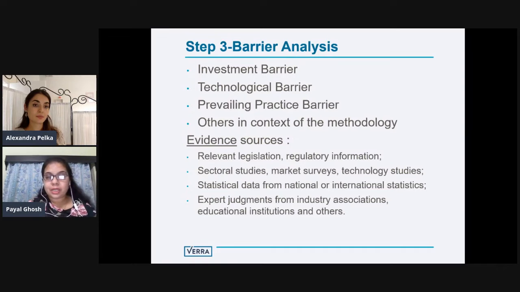While providing barrier analysis, it will always be good to provide transparent sources, which are mostly relevant, established sources, such as publicly available data or data coming from regulators and legislators. It could also come from sectoral or expert studies or market surveys. Most of the time, statistical data from international or national statistical institutions are very well accepted, and also industry associations and expert judgments are another possible data source that is accepted by the verification and validation bodies.